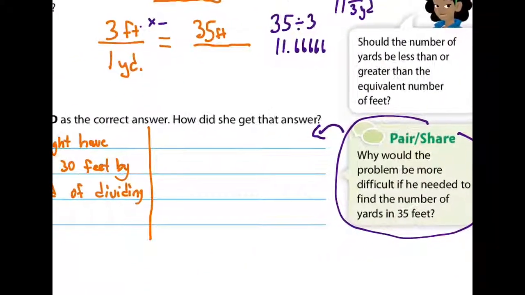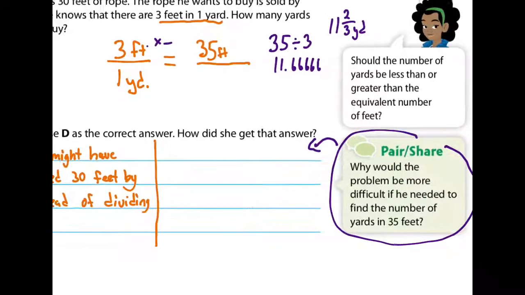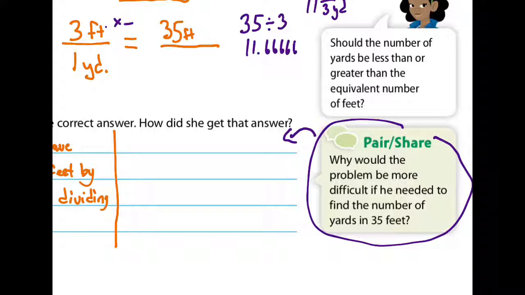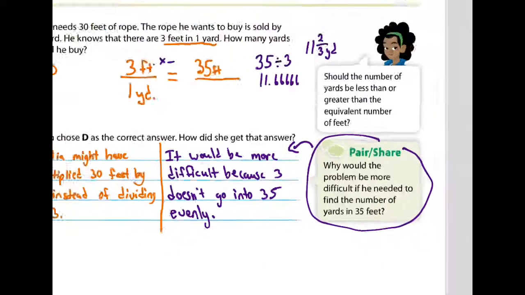Now, why is it more complicated? Well, it's basically because 3 doesn't go into 35 without a remainder. So why would it be more difficult? Remember, you might have something different here. I'm going to say it, not if, I'm having a hard time writing today. It would be more difficult because 3 doesn't go into 35 evenly. Okay, that's all I'm writing.